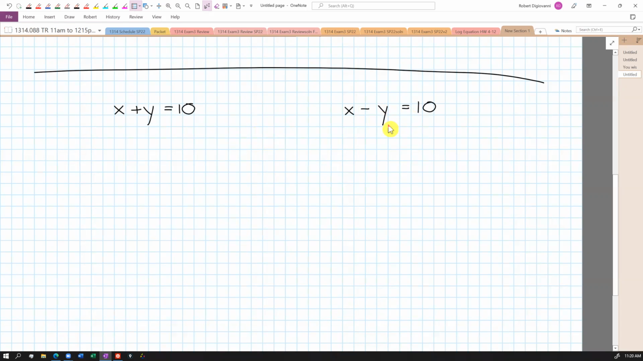10 and 0? What do y'all think? If x is 10 and y is 0, right? Does that work in both of them? Try it here. 10 plus 0 is 10. Yes, I agree. How about over here? 10 minus 0 is 10. It works, right? Do you think that there are any others?